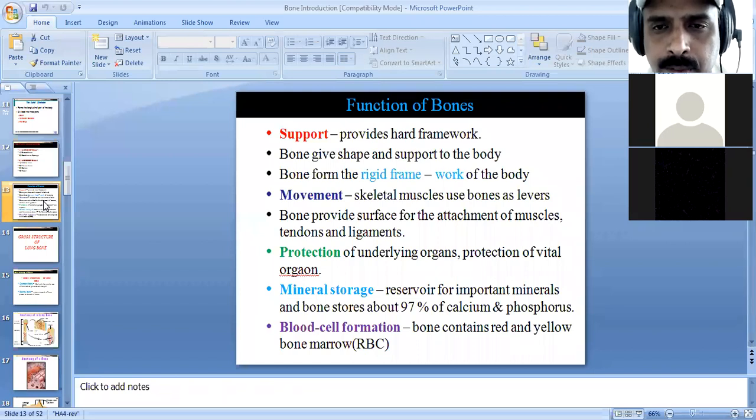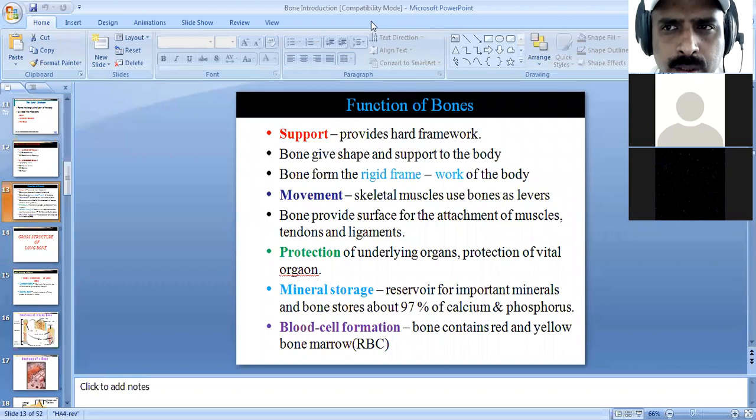So my dear students, you have to know the bones, 206 bones total in our body, making the total skeleton we call the human skeleton. All of them are joined, making the joints, and together they help with the different functions of these bones that we have to study. First, the function of bone you have to know is that it supports and provides a hard framework.